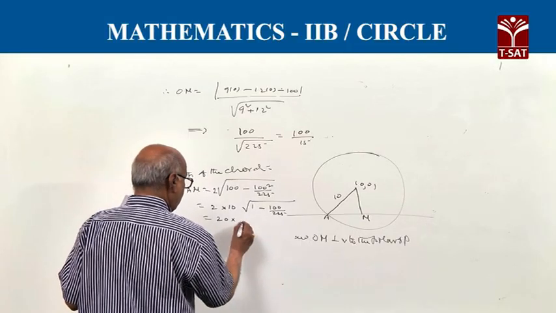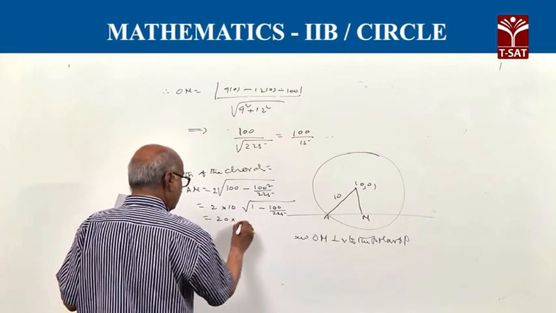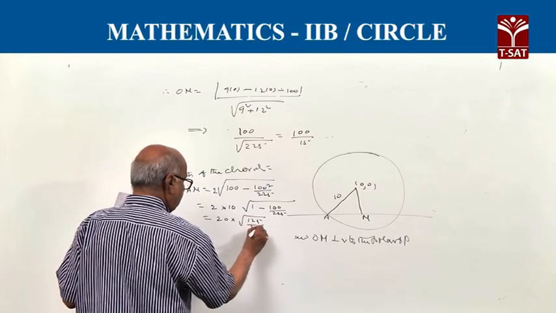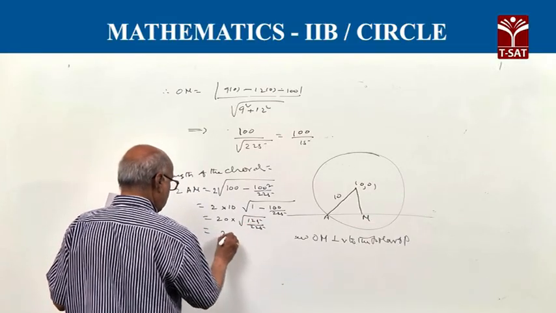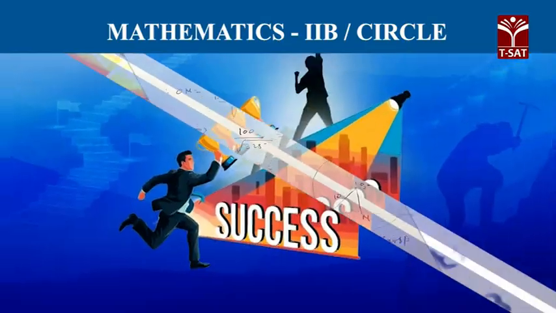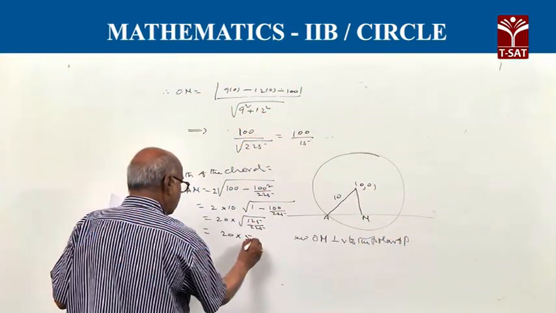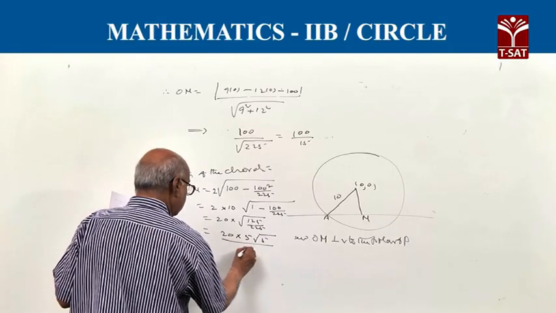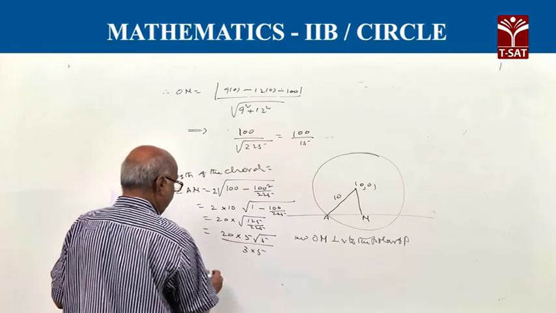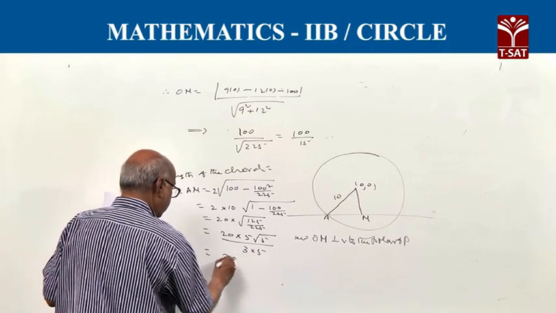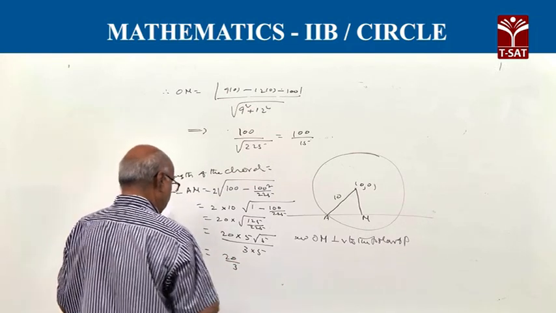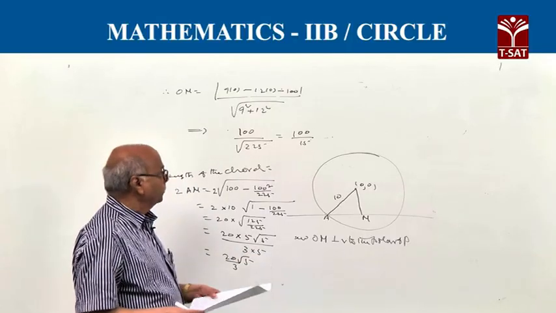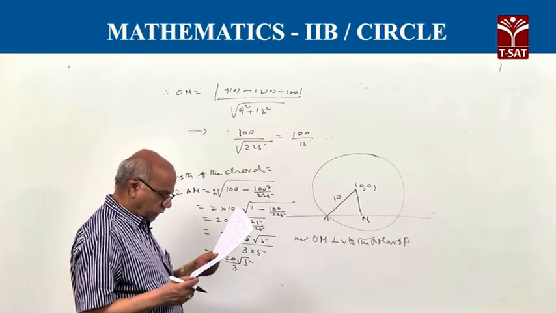So 125 by 225 under the square root, which is 20 into, so how much you get? Which is equal to 5 into root 5 by 3 into 5. So that is simply 20 root 5 by 3. So the correct option is number 2.